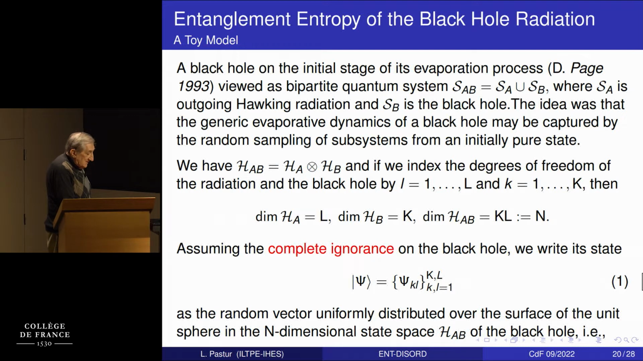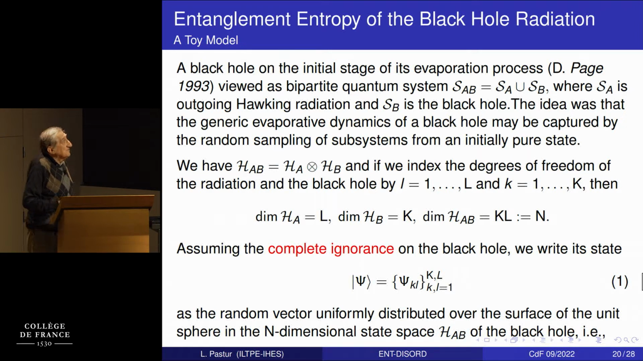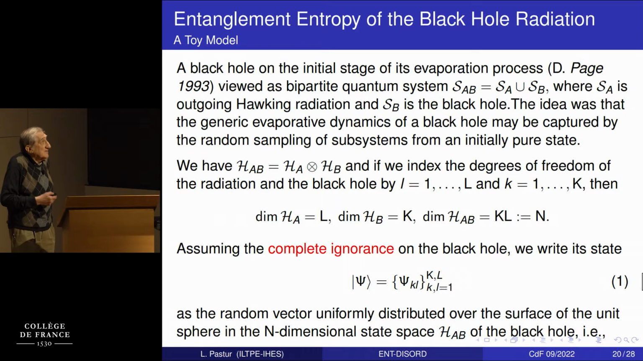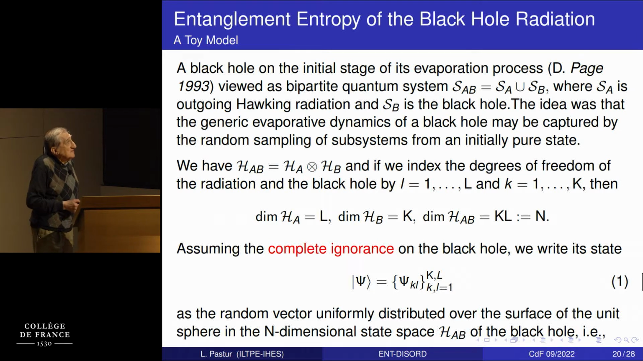You assume the settings that we discussed. We view the black hole and radiation as a composite system. Radiation is system A, black hole is system B. Everything is finite dimensional, with the dimensions of these two systems written here. Since the whole system lives in the tensor product, the dimension of the state space of black hole plus radiation is n, the product of the dimensions of these systems.